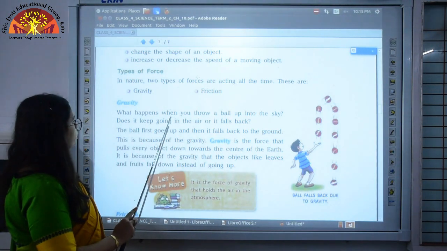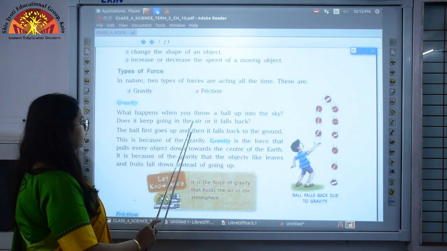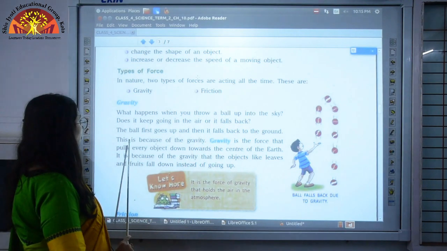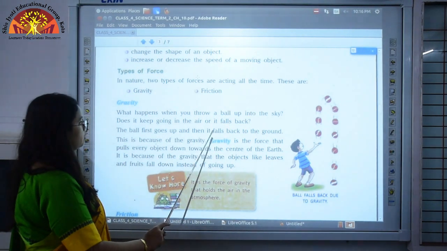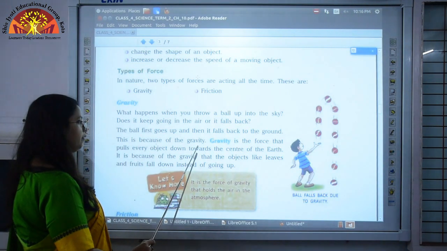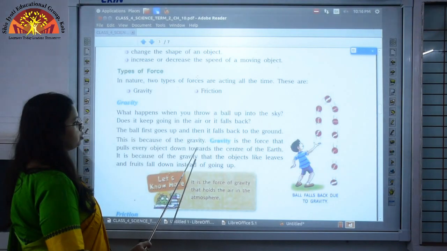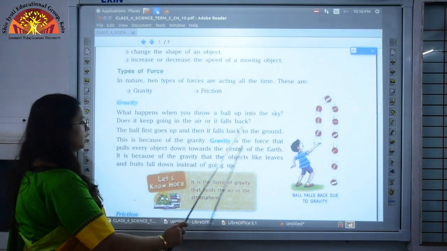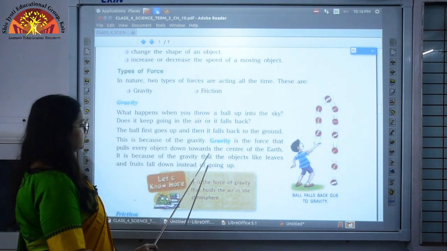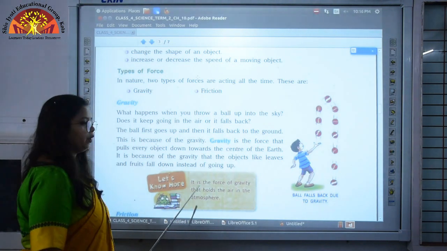What happens when you throw a ball up into the sky? Does it keep going in the air or does it fall back? The ball first goes up and then it falls back to the ground. This is because of gravity. Gravity is the force that pulls every object down towards the center of the earth. It is because of gravity that objects like leaves and fruits fall down instead of going up.